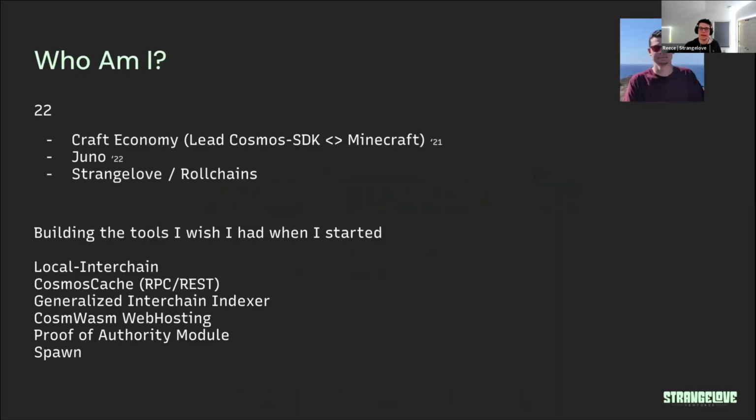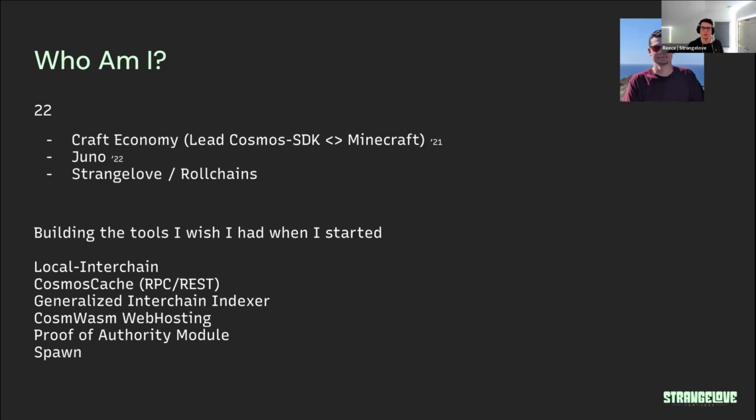Quickly, I'm going to go through who am I. I'm 22. I started in Cosmos at Craft Economy. I led the Cosmos SDK to Minecraft integration so that we could have chains talk over IBC to other Minecraft related chains. It was extremely breaking. And then we had Microsoft come in and shut us down. All of the code is still open source. We're super excited about it, but we just weren't able to launch the product. We did get to launch that on Juno. So I joined Juno in 2022 through 2023, and began working on developer experience tooling to make building contracts easier. And then since then, I've joined Strangelove and also now Roll Chains to begin further expanding that out into the interchain in relation to UX.